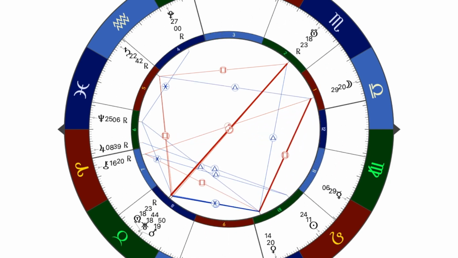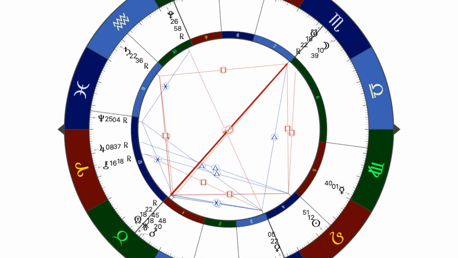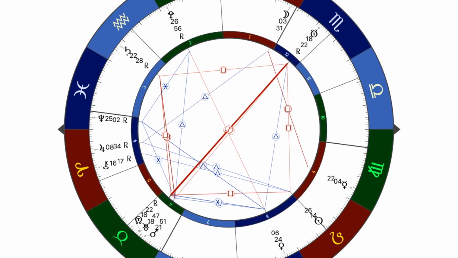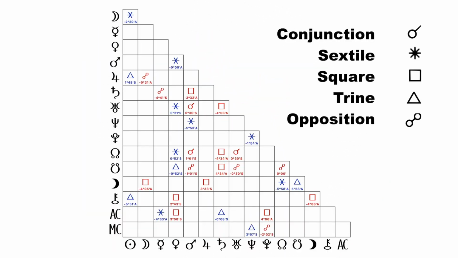These aspects represent the flow of communication and interaction between two or more planets in the chart, and how those planets influence each other. Aspects are also visually shown in an aspect table. Most programs and websites will include these.